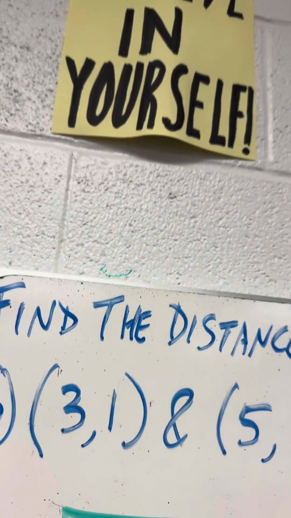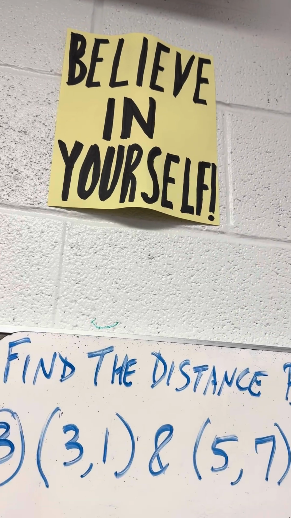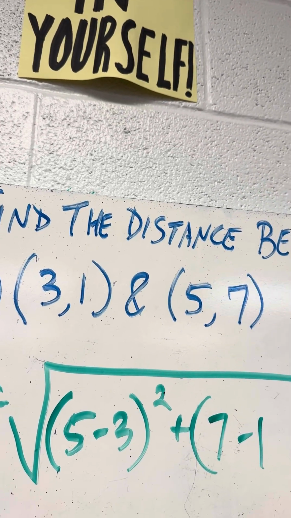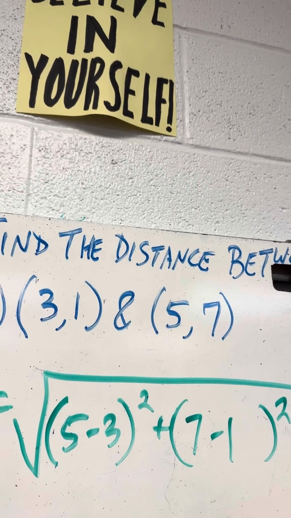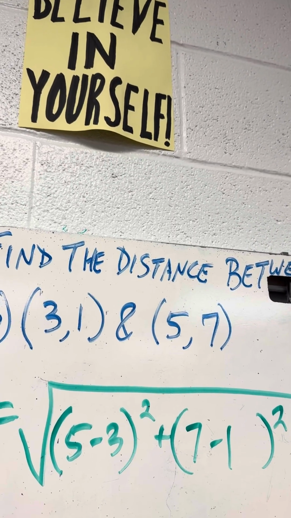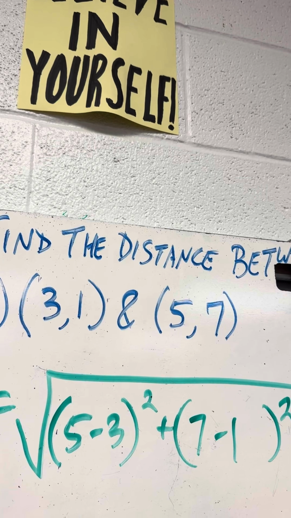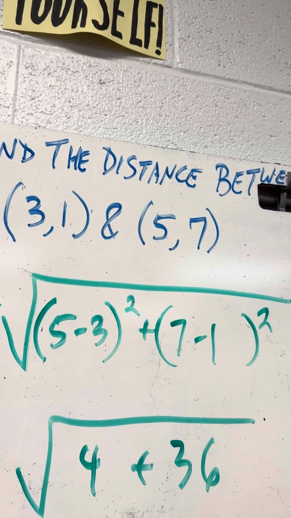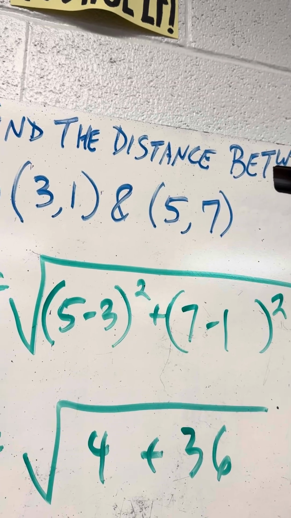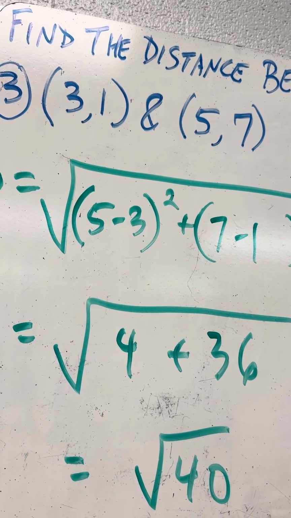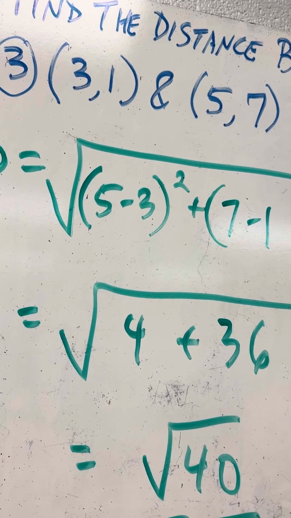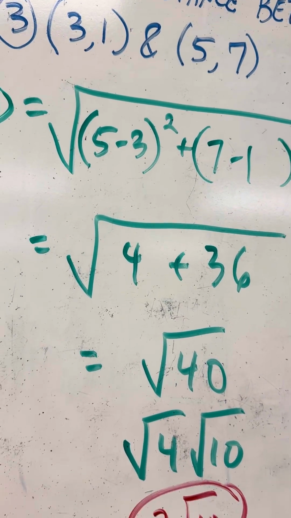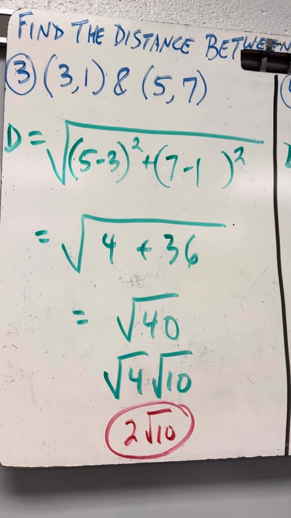Find the distance between 3, 1 and 5, 7. We're going to do the square root of 5 minus 3 squared plus 7 minus 1 squared. 5 minus 3 is 2. 2 squared is 4. 7 minus 1 is 6. 6 squared is 36. 4 plus 36 is 40. 4 times 10 is 40. Square root of 4 is 2. 2 square root of 10 is your answer.